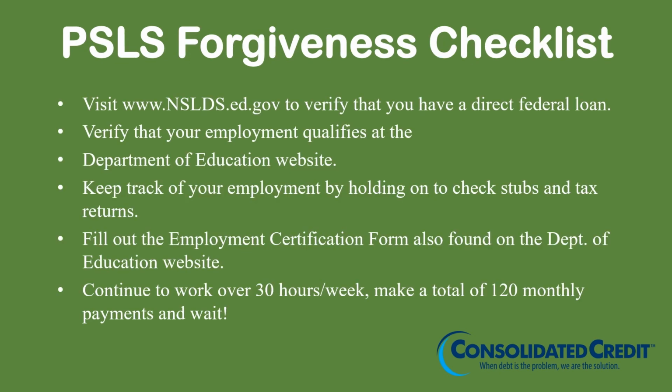To get the PSLF forgiveness checklist, you need to visit the NSLDS website, which is www.nslds.ed.gov, to verify that you have a direct federal loan. You need to verify that your employment qualifies at the Department of Education website. Keep track of your employment by holding on to check stubs and tax returns. Fill out the employment certification form also found on the Department of Education website, and continue to work over 30 hours a week, make a total of 120 monthly payments, and then wait.